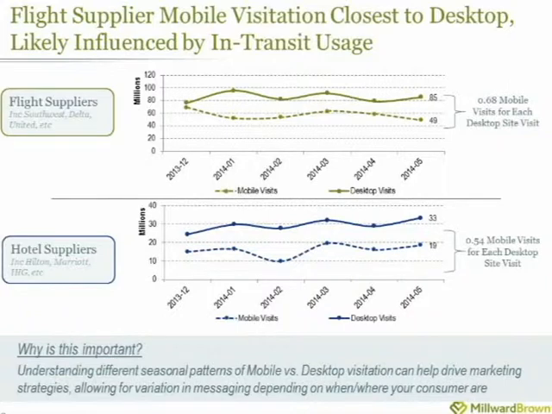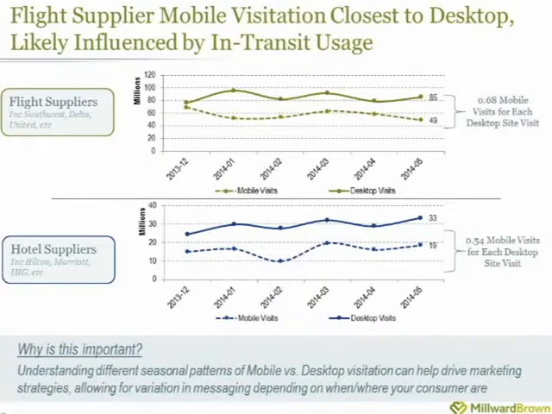The number on the right-hand side is the number of mobile visits per desktop visit, and that's a metric that Lincoln and I were discussing as a good way to get a sense of really how brands are adapting to mobile. So for example, in the airline space, I think it's a little bit above 0.6 mobile visits per each desktop visit.